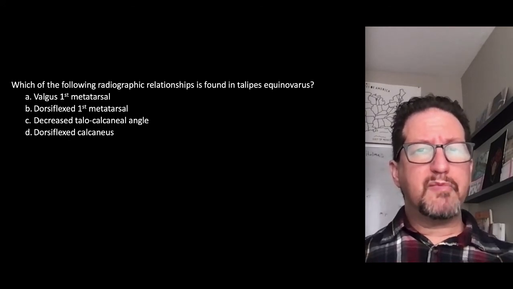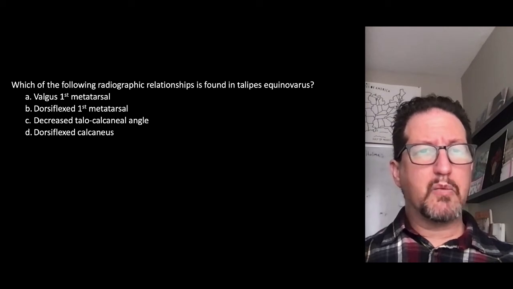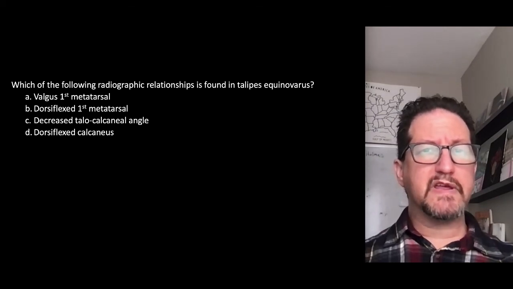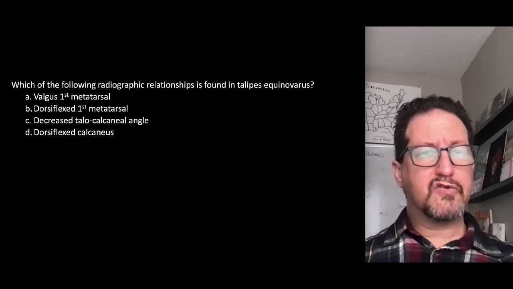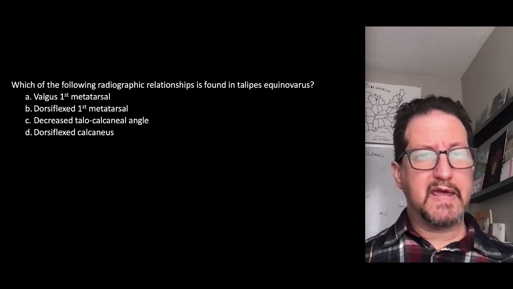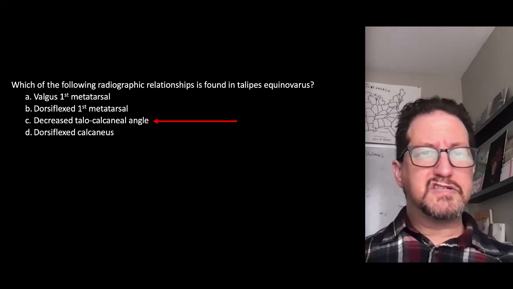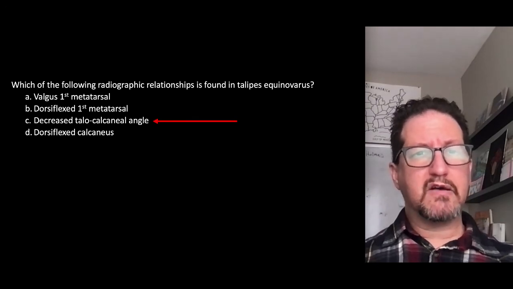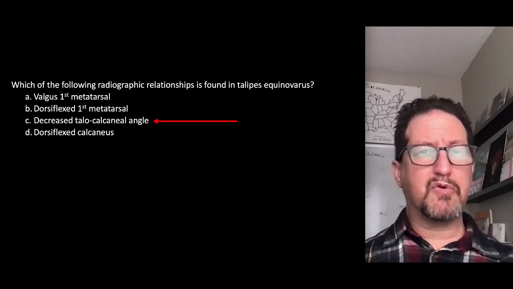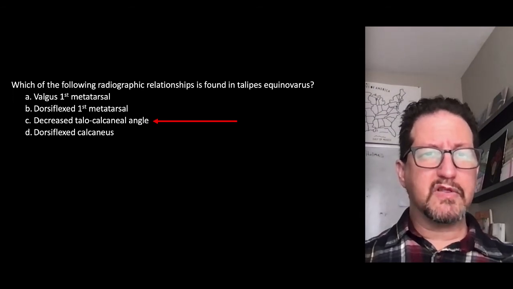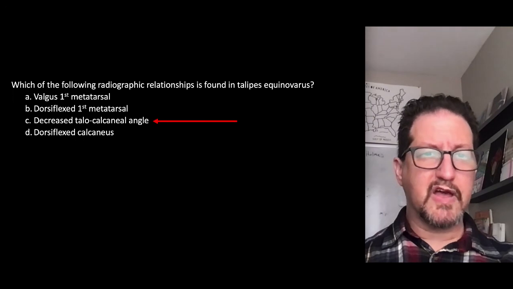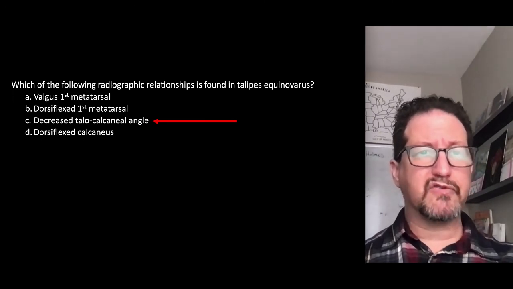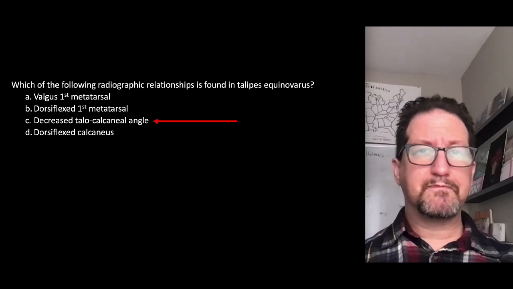So a valgus first metatarsal is generally not something that we're too concerned with. It's typically a plantarflexed metatarsal that we might see in Talipes equinovarus. So that pretty much eliminates A and B. C, a decreased talocalcaneal angle is absolutely true. That means that both the calcaneus and the talus are increasingly parallel with each other. And a dorsiflexed talus doesn't occur because the foot is in plantarflexion, which means that the calcaneus is actually plantarflexed. So the answer there is C.